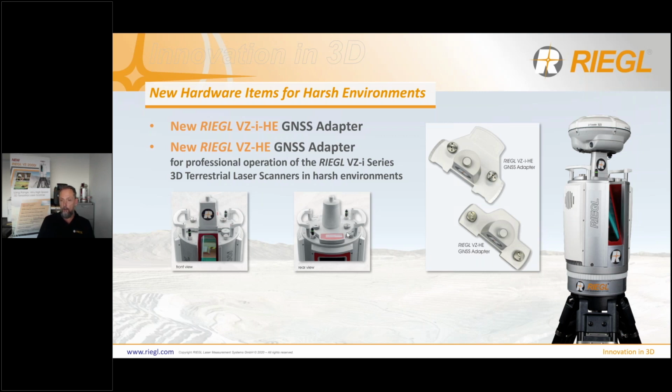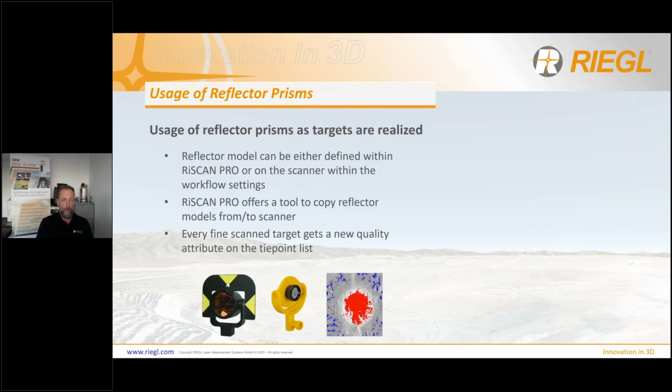But now with this new GNSS adapter, which is using the same mounting screws as the cameras, we have a very stable connection between GNSS and scanner, and no part of the scanner can be damaged in case something is broken on top of the scanner. So this is really also an advantage with this new mounting adapter. So far about hardware. Now let's speak about software and tools.